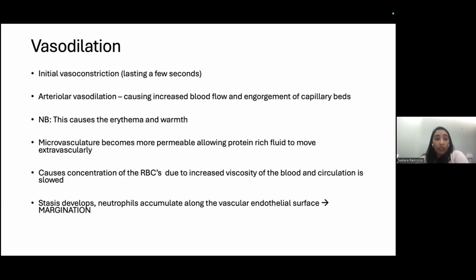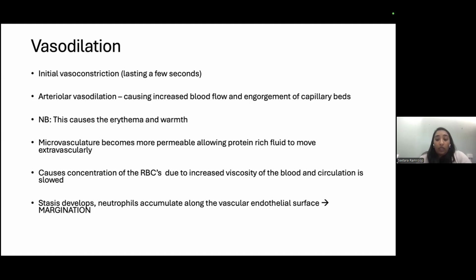Now, with vasodilation, initially at the point of injury or the pathogen, there's initial vasoconstriction, which usually lasts a few seconds, and then there's a resultant vasodilation, which is induced by histamine on the vascular smooth muscle. Now, the histamine is actually released by the mast cells, which are activated by the stimulus itself. And those mast cells also release leukotrienes and prostaglandins.